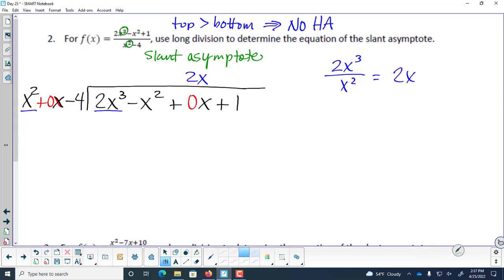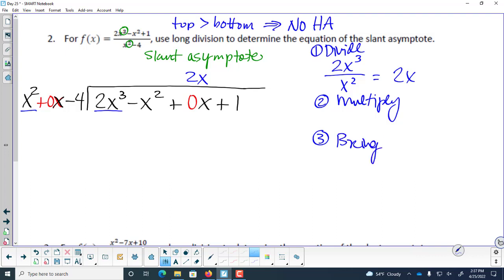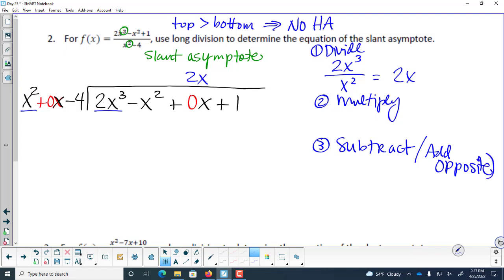Okay, then what do we do after we divide? So what's the process? It is divide, and then the next step is multiply, and then it's bring down. Oh no, I skipped one. Divide, multiply, third one is subtract, which can be add the opposite, depending upon what you like. I'll give you a little warning on that add the opposite. And then the last one is bring down the next term. So it's exactly like you do with numbers, so if you needed to practice it with numbers as a review.